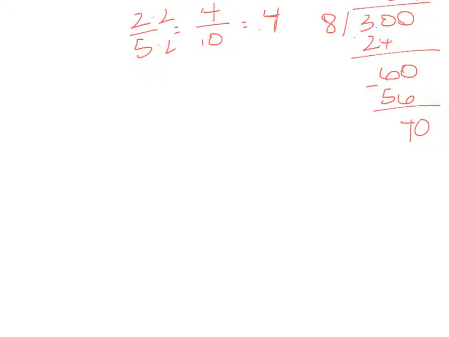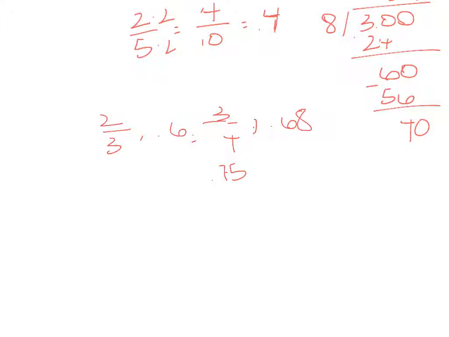Next one is the greatest number. We are almost done. We have 2/3, 0.6, 3/4, and 0.68. 3/4 is 0.75 because you know your quarters.